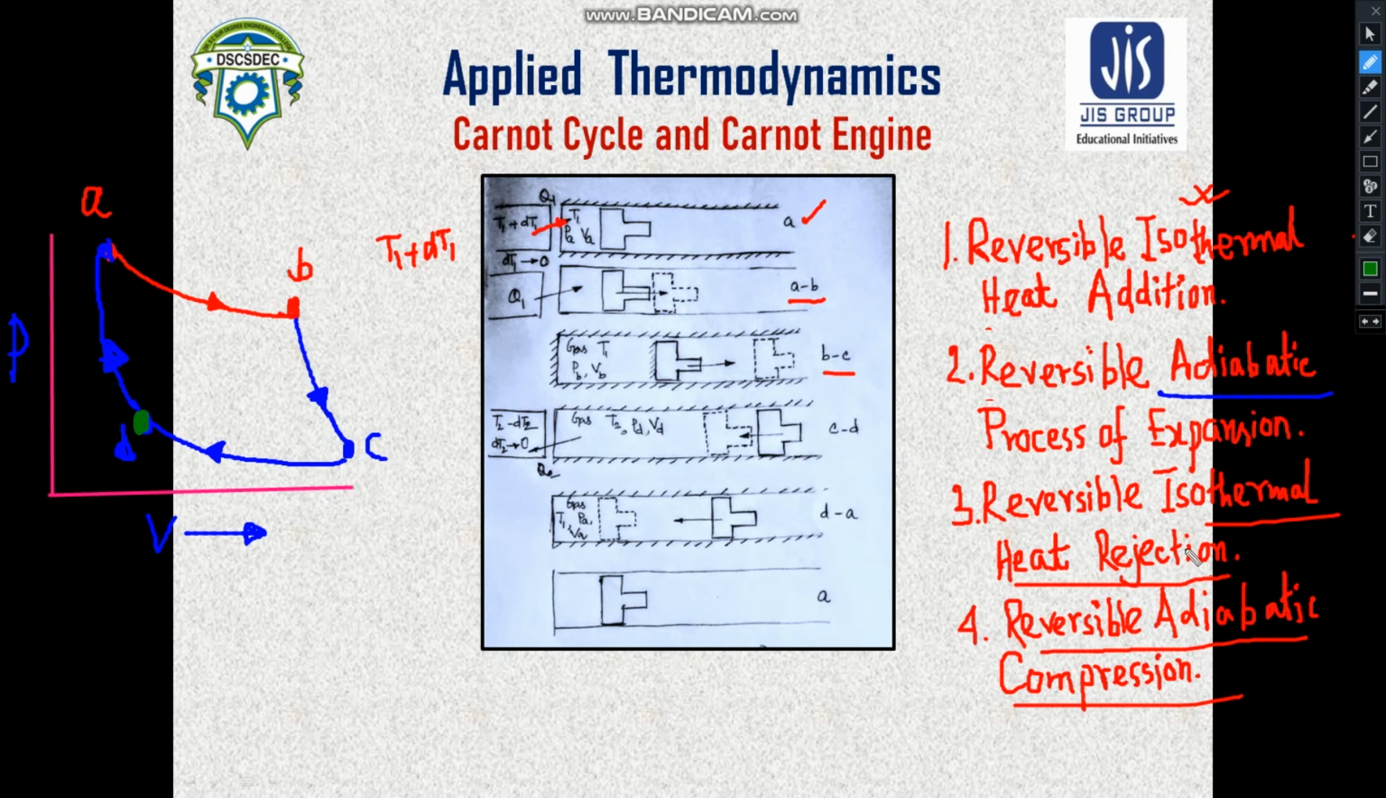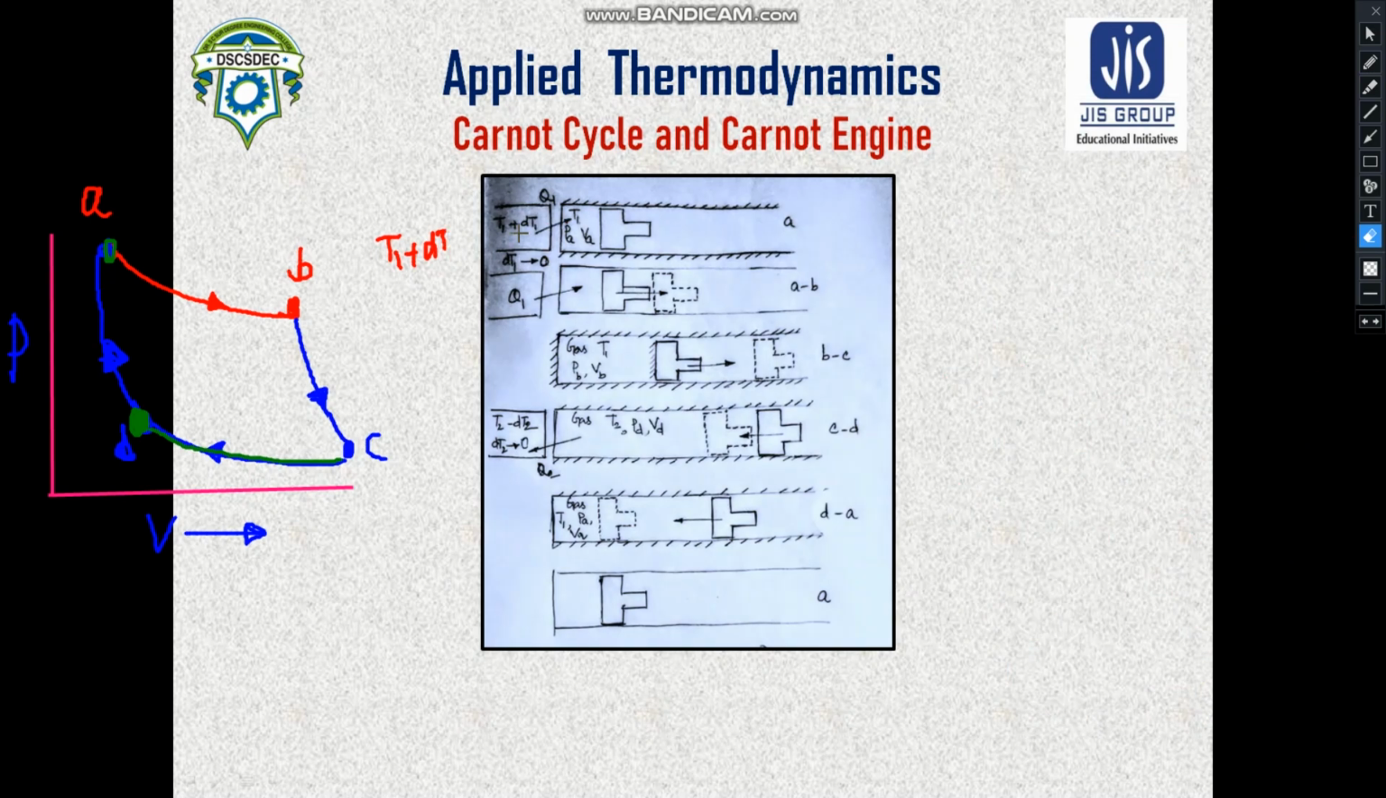Then reversible isothermal heat rejection takes place. Because of this heat rejection, this is your process here. And then the final one, so that the cycle can be completed, is the reversible adiabatic compression. Now how can you calculate the efficiency of this cycle?